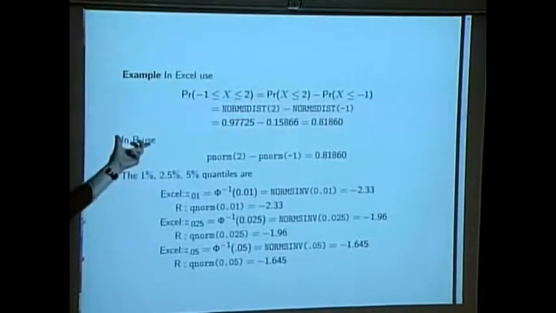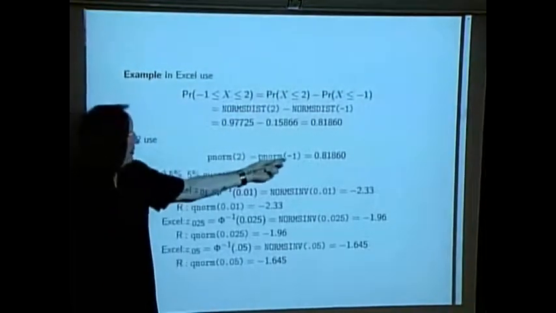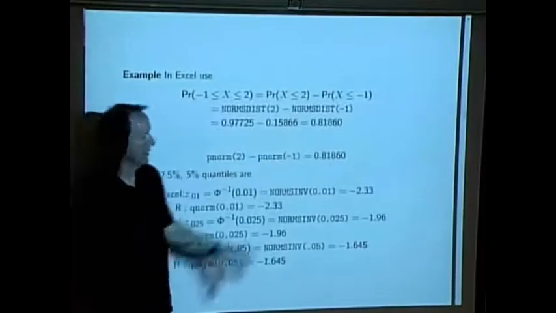If you're doing computations in R, then you would use the pnorm function evaluated at 2 minus the pnorm function evaluated at -1, and you get exactly the same answer.